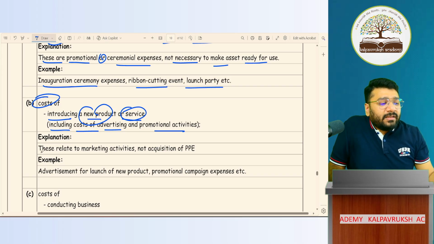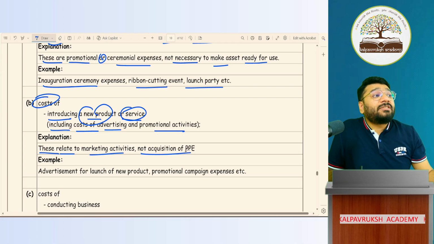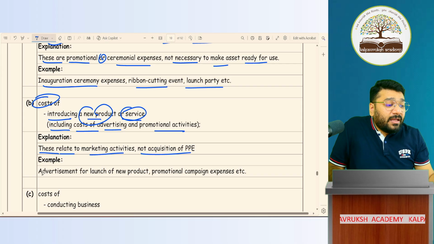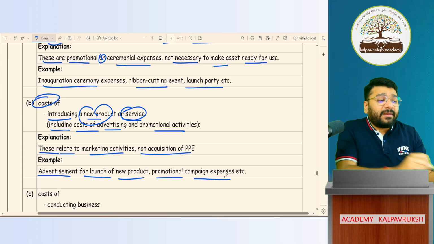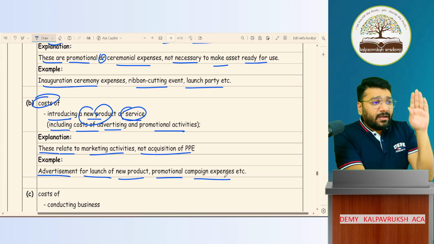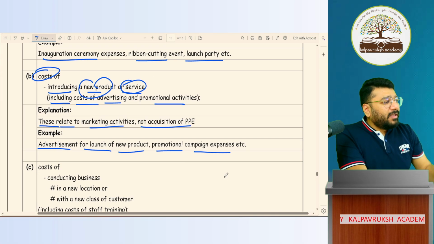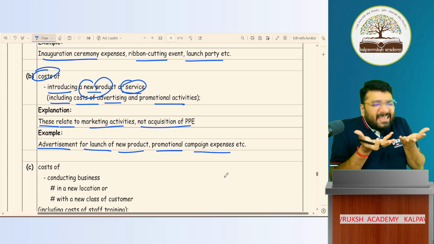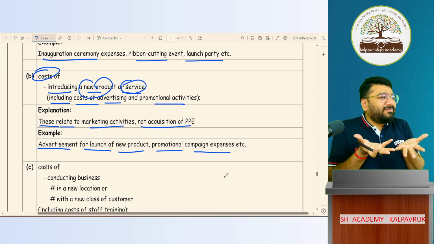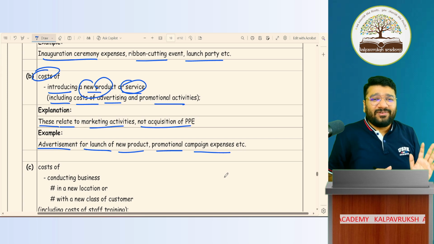Means what? These expenses are related to marketing activity and not for acquisition or construction or exchange of PPE. Advertisement expenses for launch of new product, promotional campaigns, etc. These expenditure incurred will not be a part of cost of PPE. See, when you see it itself, you'll get a feeling. Got it? Not got it?